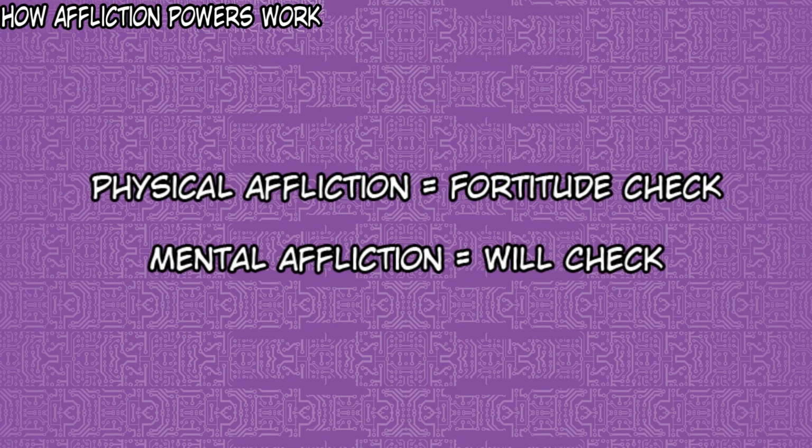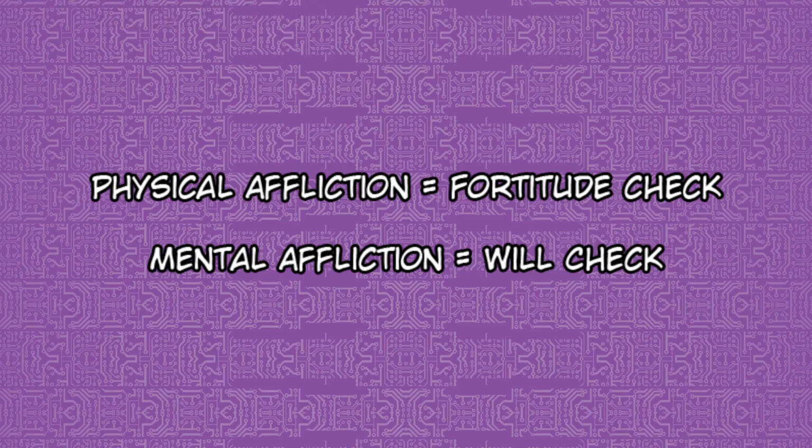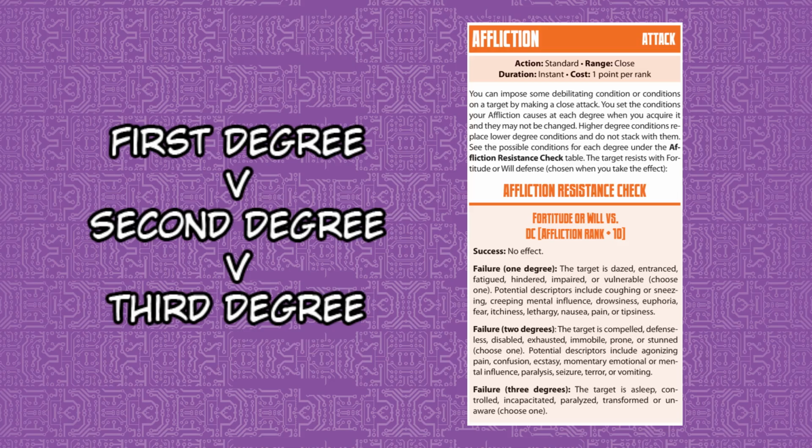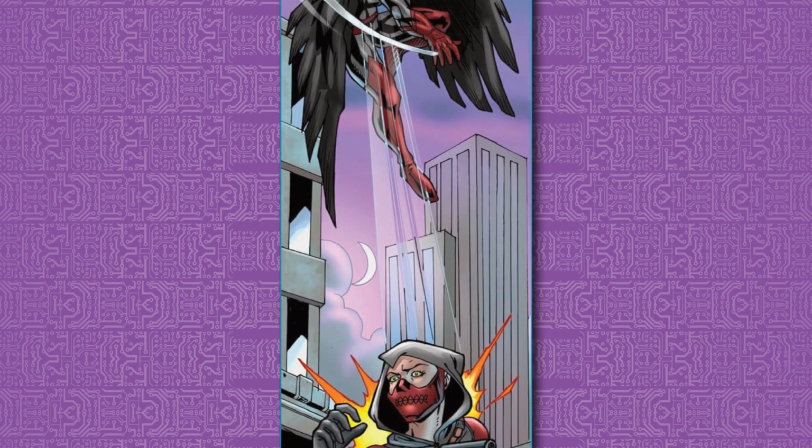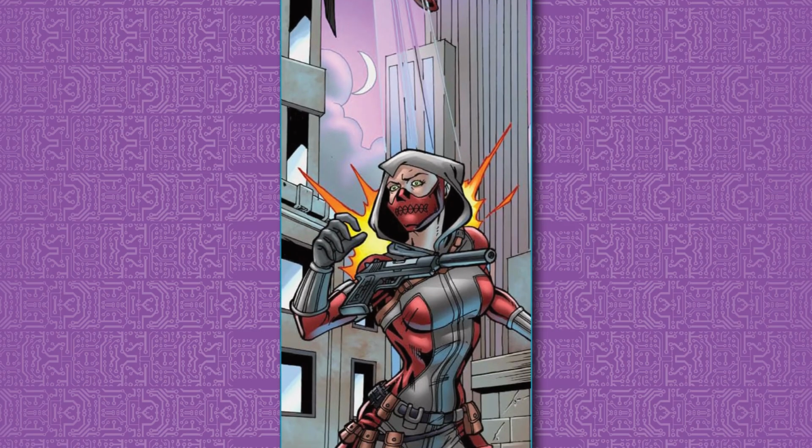Afflictions may be physical, relying on a fortitude check, or mental, relying on a will check. There are 3 degrees or tiers of affliction that you may inflict on a target. Each degree is stronger than the previous, and higher tier afflictions are often of a higher potency, or even a combination of other weaker afflictions. I will go over these conditions at the end, one at a time. Conditions, for the record, are essentially status effects that cause a debuff on a target.